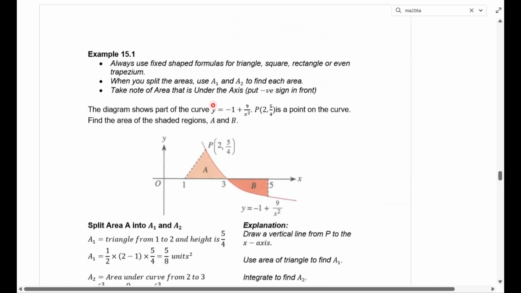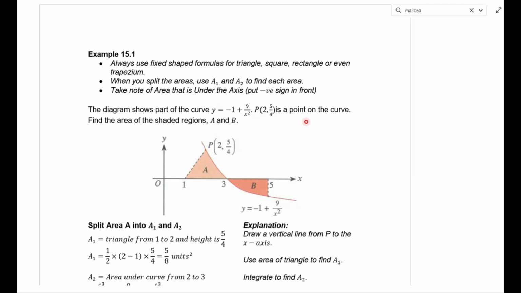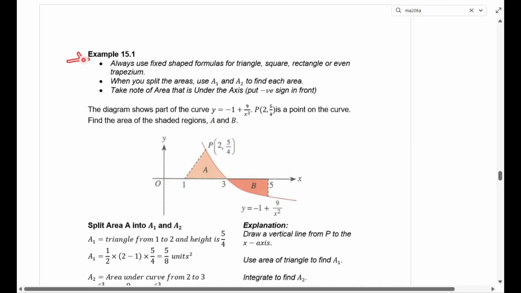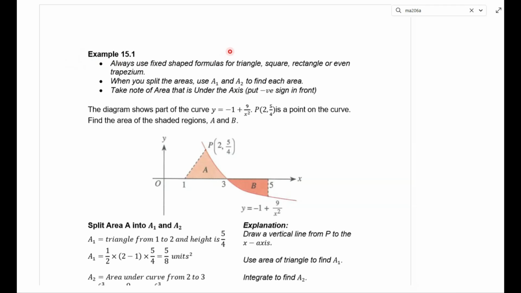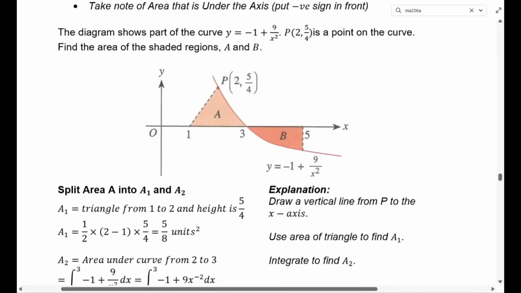So the diagram shows us this curve and gives us a point on the curve and tells us to find the shaded regions A and B. So first rule, whenever possible, use fixed shape formulas for triangles, squares, rectangles, or even trapeziums. So for instance, in area A, you realize that we can split it into two areas. This area on the left, we'll label it as A1, is simply the area of a triangle. And then the area on the right, we'll write it as A2, is the area that we have to use integration to find the value of.